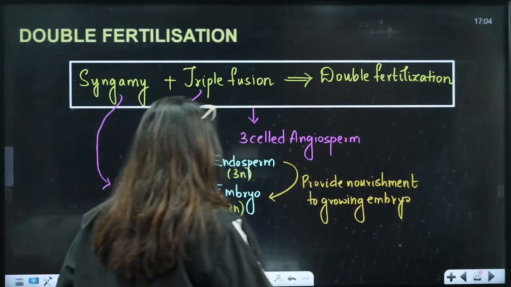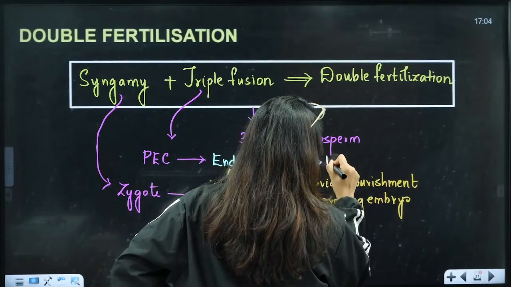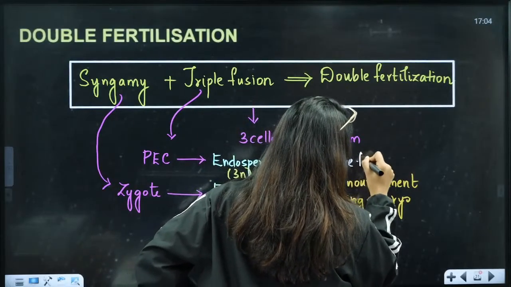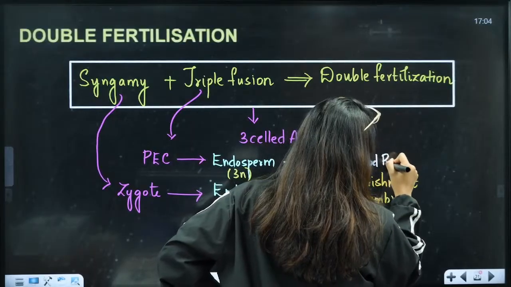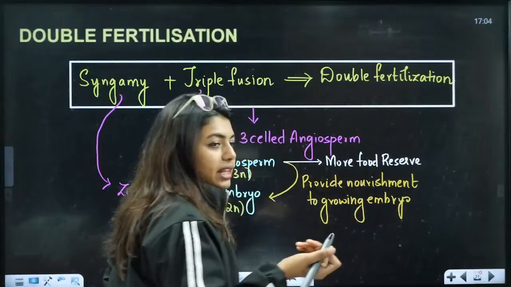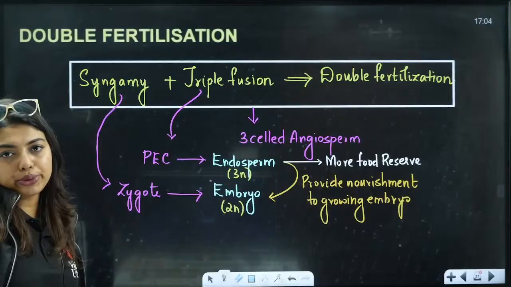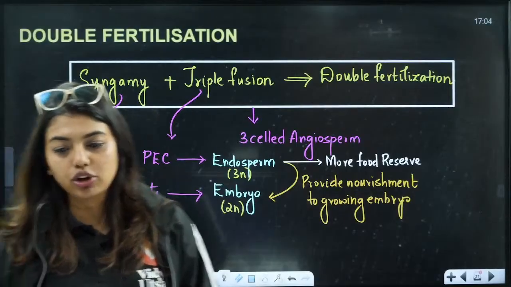So it is understood that this endosperm will have more nuclei, and then cytoplasm will be there, just like how we studied in the generative cell, correct? So this is what is there. Okay, yes, clear to all of you?